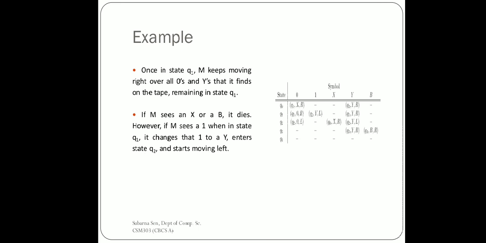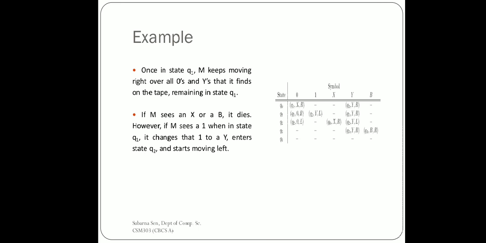And see, now the movement will be to the left. Just see the second block of this q1 row. In case of q0, where 0 is scanned, it will replace it with x and move right, but at q1, whenever it encounters a 1, it will convert it to y and keep moving left, because it needs to come back and scan the left symbols to check whether any more zeros are there or not, right? But if M sees an x or a b, it dies there. Why?